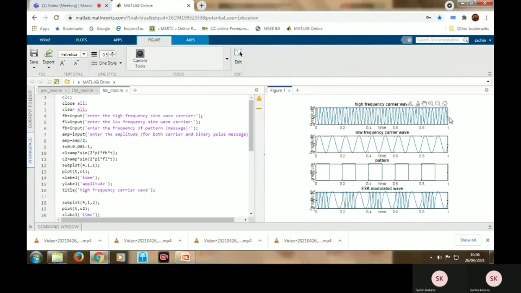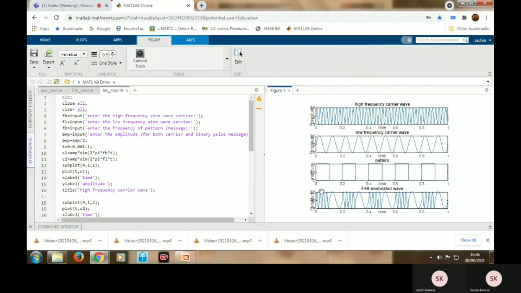As we discussed, for the high frequency carrier we took the frequency as 40, meaning a total of 40 cycles from 0 to 1. For the low frequency we took frequency 10, so there are a total of 10 cycles between time axis 0 to 1. And we have taken the message signal frequency as 5, that's why a total of 5 cycles are there.